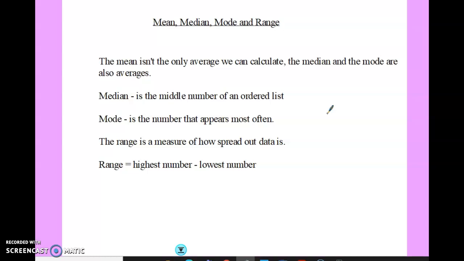The range isn't an average. The range is a measure of spread. So it tells you how spread out your data is. And to find the range, we do the highest number, take away the lowest number. Let's try a couple then.